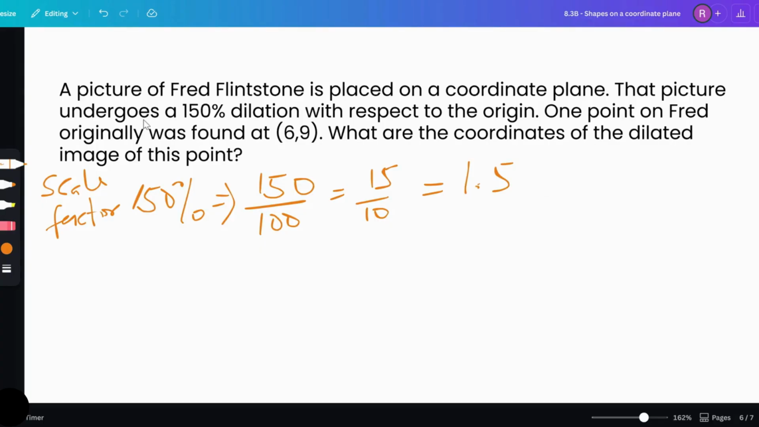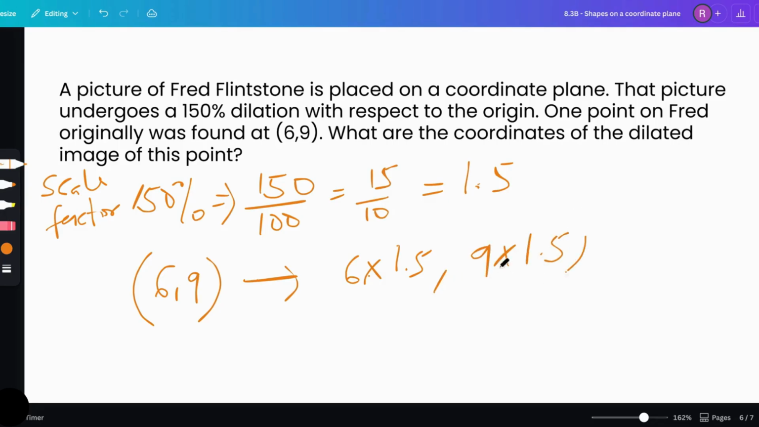Now, one point on Fred originally was found at 6, 9. What are the coordinates of the dilated image of this point? So that means the dilated image will be 6 times 1.5, then 9 times 1.5. That is what the new point will be. 6 times 1.5, 9 times 1.5. And that will be 9, 13.5.